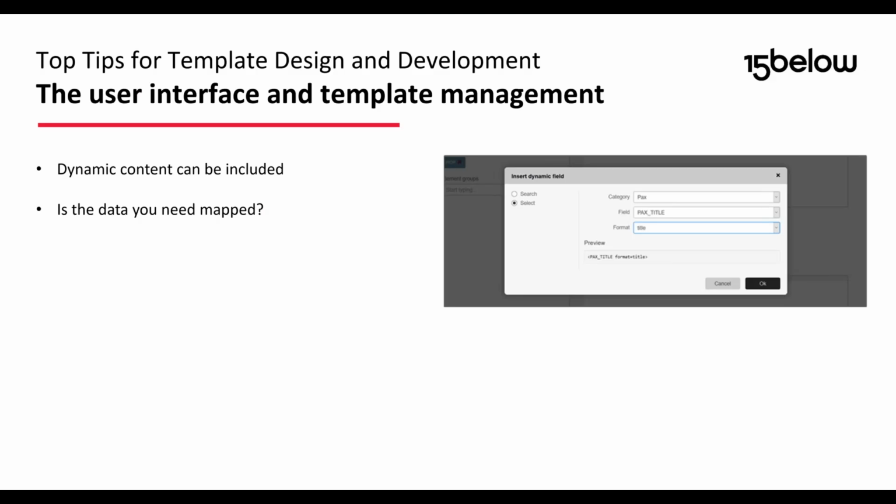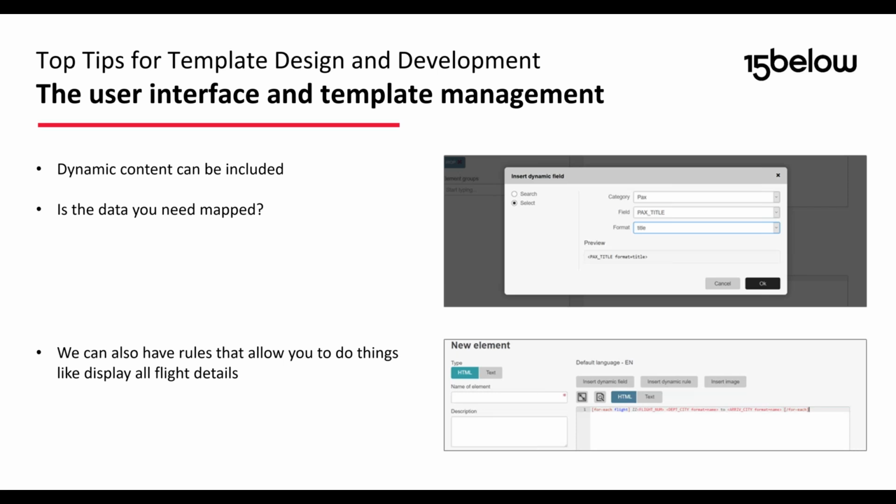So really the first thing to consider when creating a new template is what dynamic content you want included, and is that data already mapped? We have a standard set of data that we map for most reservation systems, but for particular things you might want extra information in there. On the right hand side you can see a screenshot from our user interface, which shows the capability that we have of pulling out different bits of information and then formatting it ready to go into a template. That allows you to really personalize and customize the message that you have for each person.